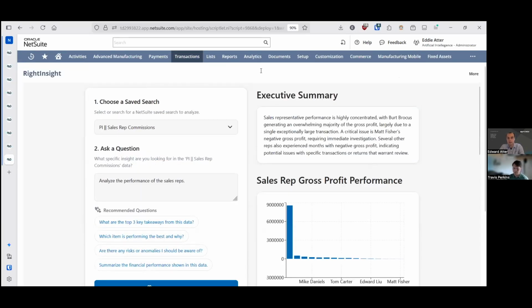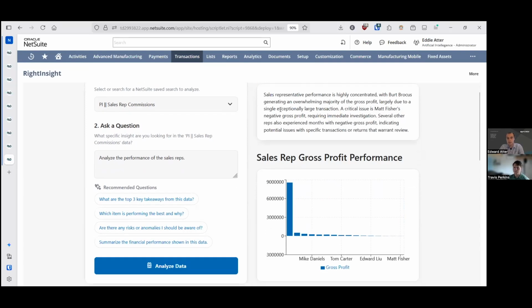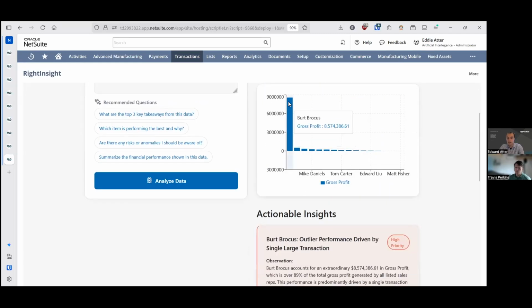And so again, here's the summary. It's talking about how it's highly concentrated, right? And again, it shows us that in the graph. Burt Bacchus is generating an overwhelming majority of the gross profit, largely due to a single exceptional large transaction, right? So either there's a mistake or an outlier. It's also flagging that we've got someone that's consistently got negative gross profit. So that's something we've got to stay on top of. And some other maybe performance concerns in our data here. And you can definitely see that Burt's got a significant outlier transaction there.